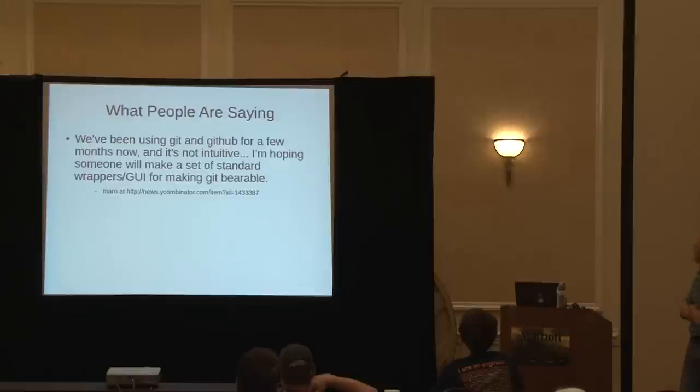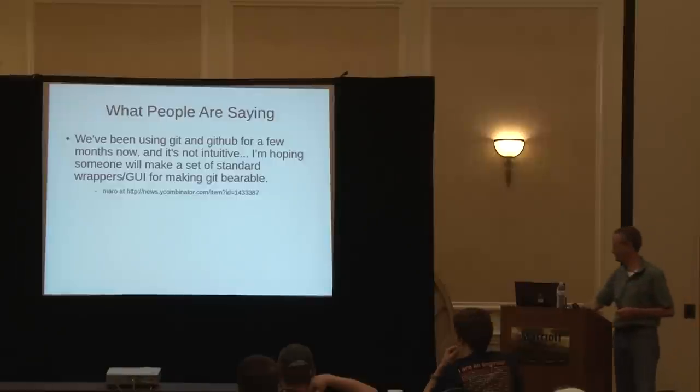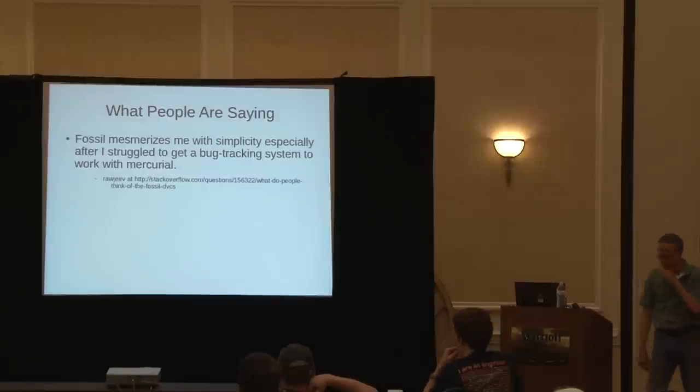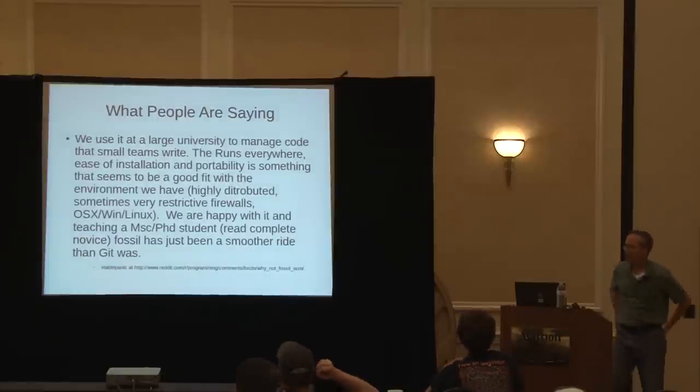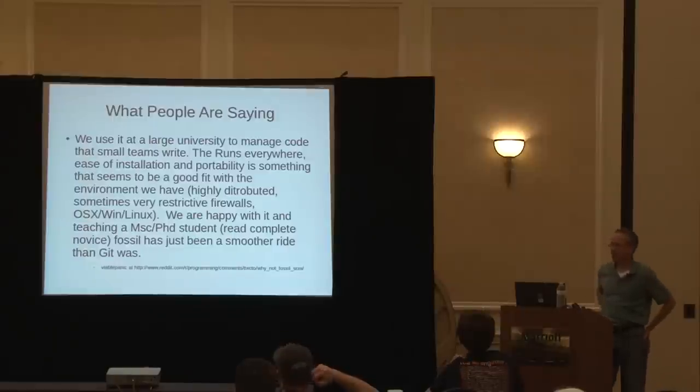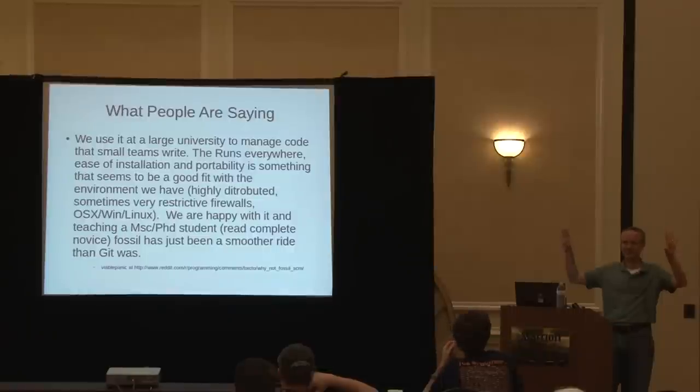We've been using Git and GitHub for a few months, and it's not intuitive. I'm hoping somebody will come up with a set of standard wrapper GUIs to make it bearable. So, in contrast, I'm getting comments like this about Fossil. Fossil mesmerized me with simplicity, especially after I struggled to get a bug tracking system to work with Mercurial. We run a large university to manage code with small teams. And this is a direct quote, by the way. I haven't edited this in any way to correct the typos in the email message.